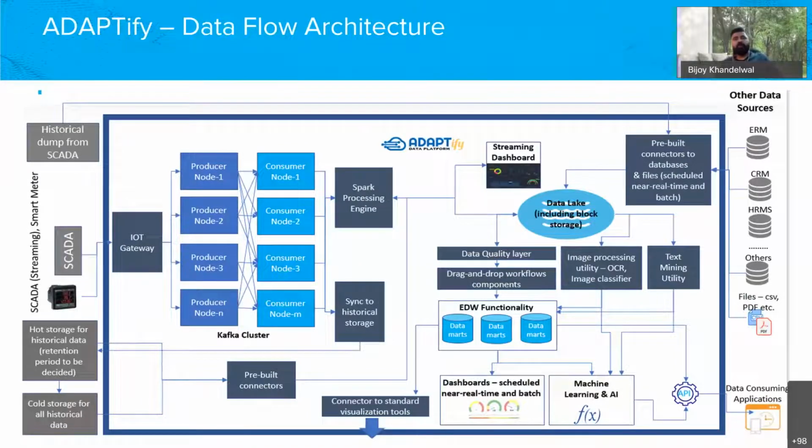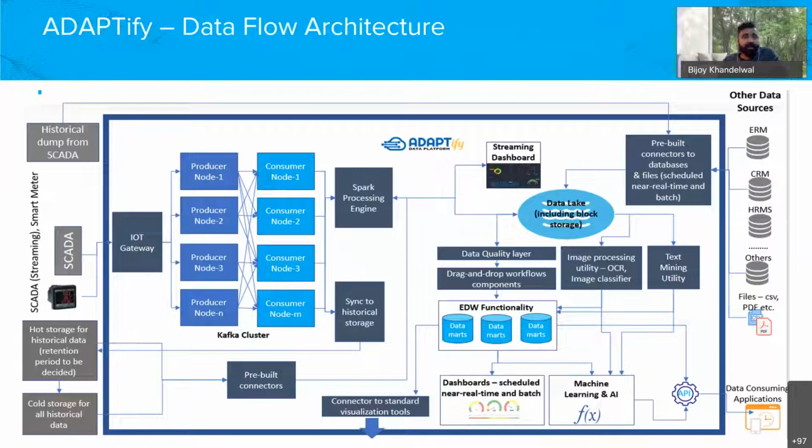So this is one of our platforms, the Actify. I'll focus more on the architecture of it. I'll run through it a bit quickly because it's complex. If you see, first on the left-hand side, there is an IoT gateway which processes or streams data from streaming sources like a smart meter, or as I told, a temperature sensor or an air quality sensor.